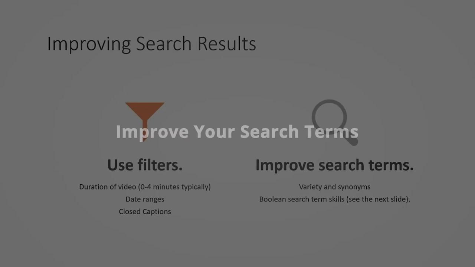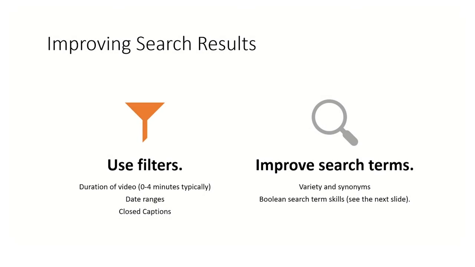Next, let's talk about ways to improve search terms. We can improve the search terms by using greater variety in synonyms, which can sometimes be a bit taxing, or we can improve our search terms by simply using some key Boolean search term skills. Let's take a look at some of those.